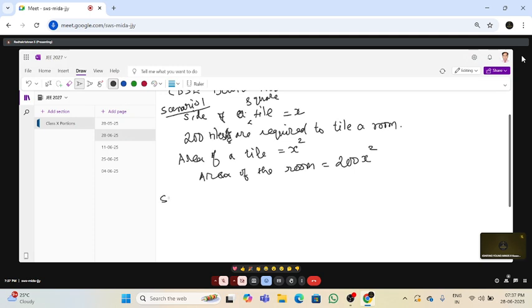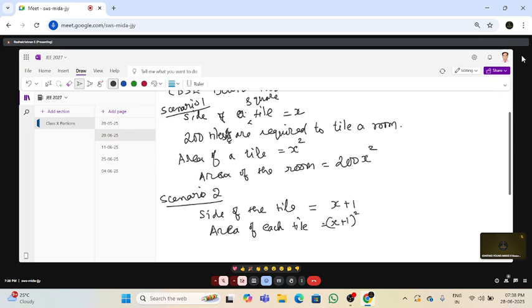Now let us go to scenario 2. Now what is the side? If you increase the side by 1 unit, what will the side become now? x plus 1. And what is the area then? x plus 1 into x plus 1, that is x square plus 2x plus 1. Correct. Let's say x plus 1 whole square. Okay, keep it like this itself.